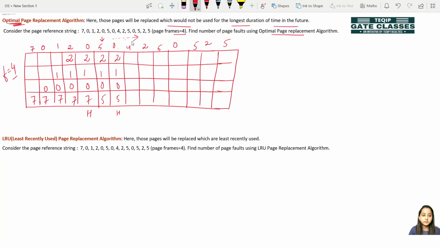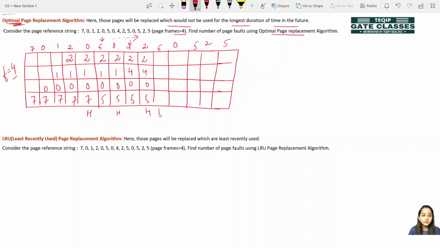Now I have to add 4. I will see in the near future which pages are there: 2, 5, 0. So it will be replaced by 1. So here I will write 2, 0, 5, and 1 will be replaced by 4 because 1 is not appearing in the near future. So 2 comes, 2 is already there, it occurs.